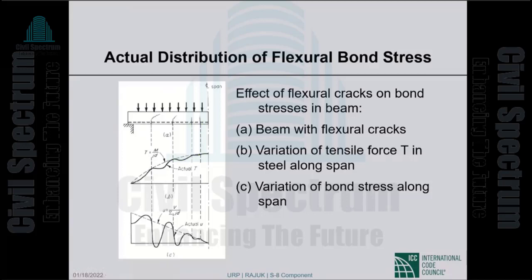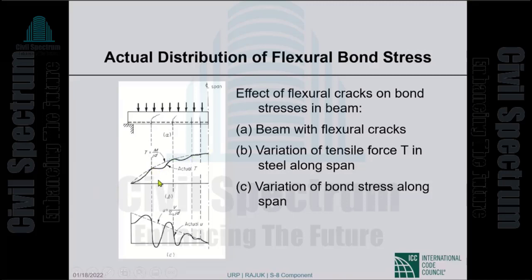Again, at the cracks, concrete doesn't carry any tension, so the entire tension has to be carried by reinforcement. In between cracks, halfway between the cracks, concrete carries the most tension, so the reinforcing steel carries the least tension. So the tension in the reinforcement varies as shown in the picture.